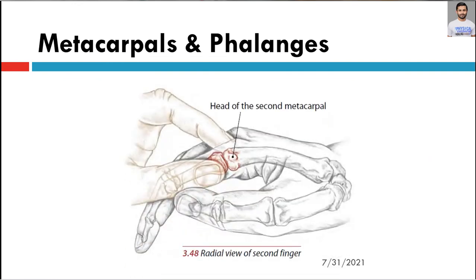In this picture, you're looking at the head of the second metacarpal being palpated, and it is very easy to palpate. And again, I must say, this is the easiest of the region to palpate.